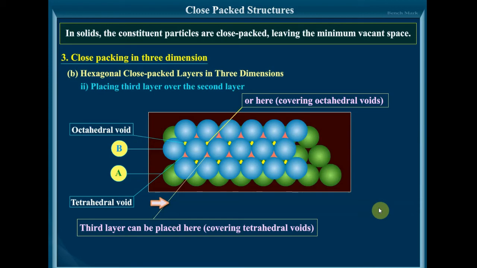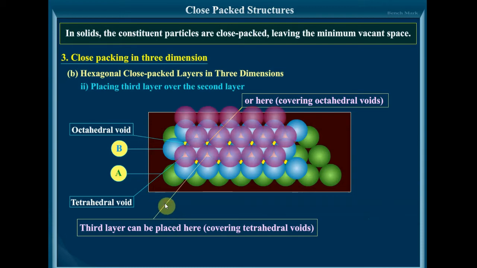See, the third layer is placed here. The third layer can be placed on the tetrahedral voids. Here, the purple colored balls are placed covering the tetrahedral void. That's one type of arrangement in hexagonal close packing type.